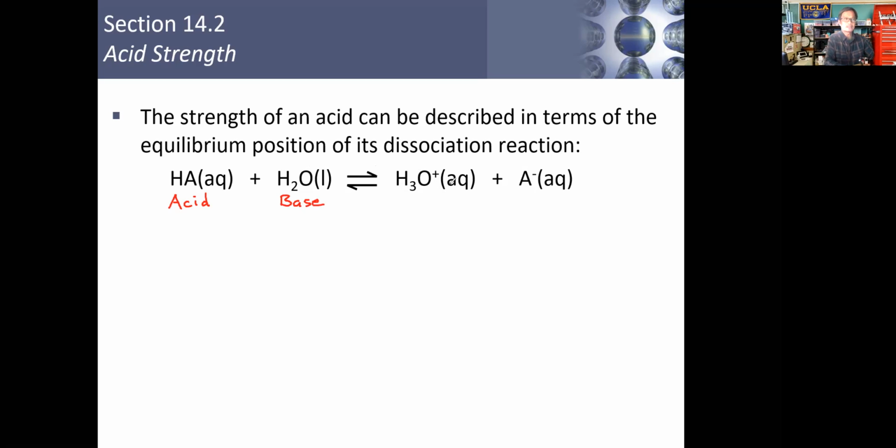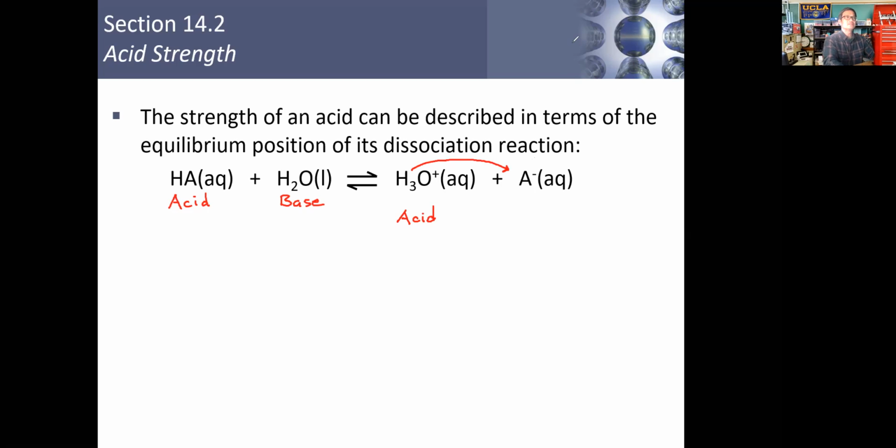In this reverse reaction, we can also define the two components as an acid or a base based on whether each is donating or accepting hydrogen. So in the reverse direction, this hydronium ion ends up being the acid because it's going to give its hydrogen back to the anion here.